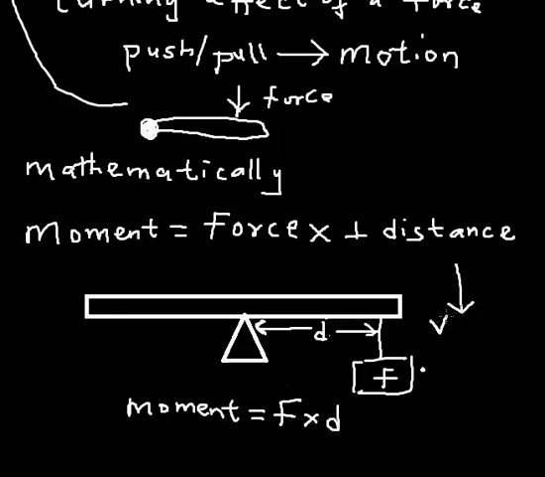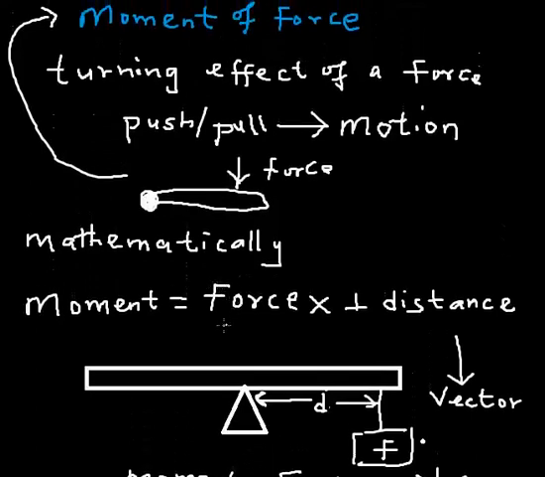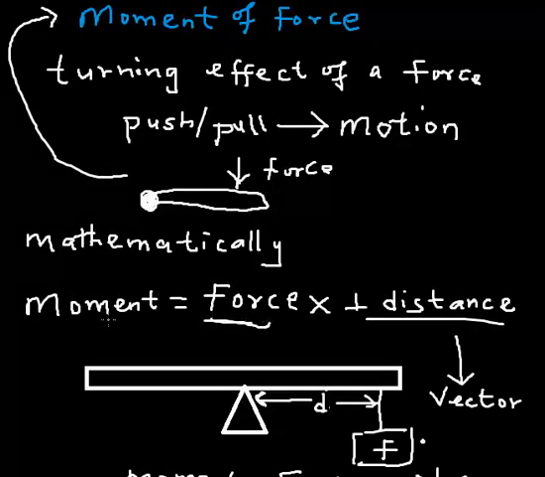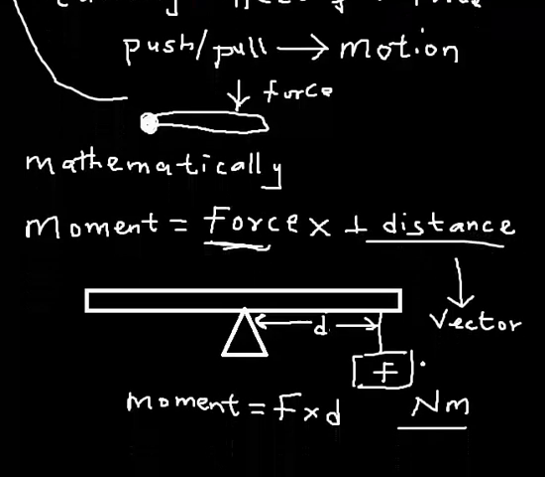So always take note of this. Moment is a vector quantity. Why? Because there's a direction, there's always an angle between the force and the distance, which of course must be perpendicular. So moment is a vector quantity, and the SI unit of moment is Newton meter. Already you know very well that work has the same formula. Work is force times distance. But the difference between work and moment is that for work, the force and the distance are in the same direction, but for moment, the force and the distance must be perpendicular. So that is the difference.